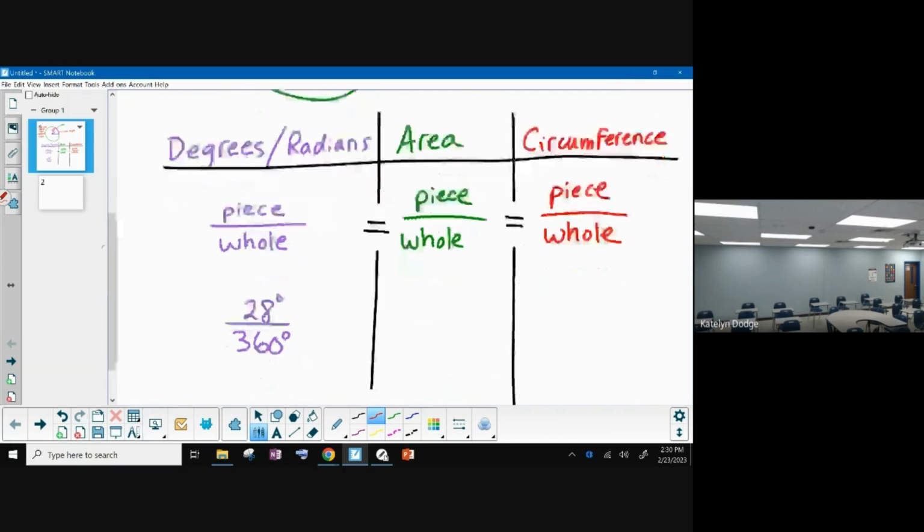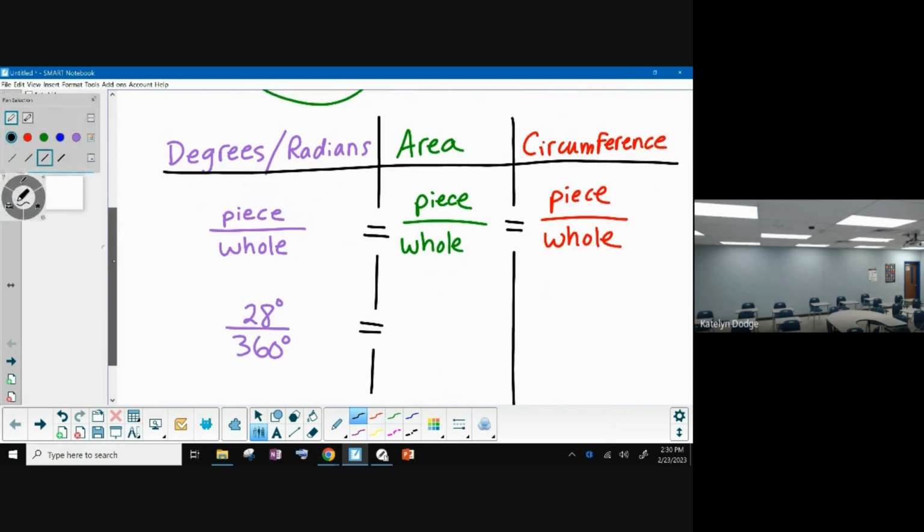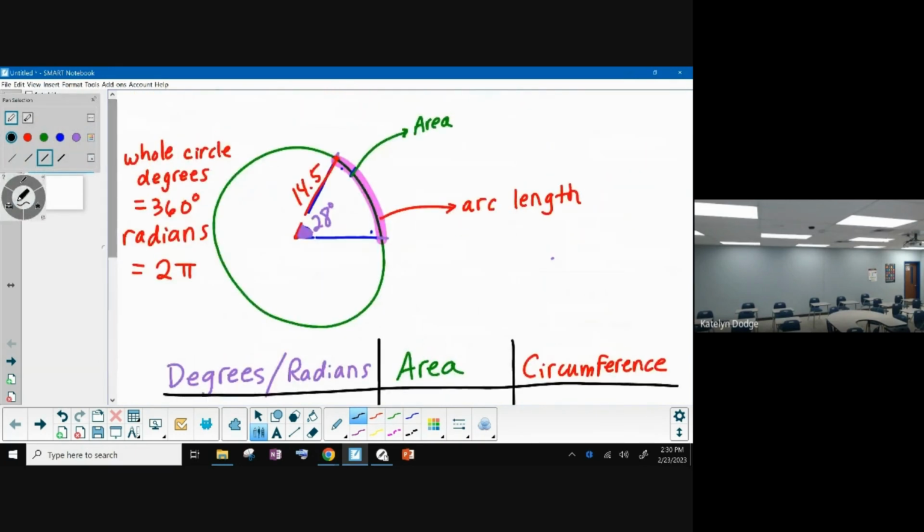What's my piece over whole for area? I need to actually find that area piece, right? We don't know what this area is. If I were to fill in this whole piece, we have no clue.